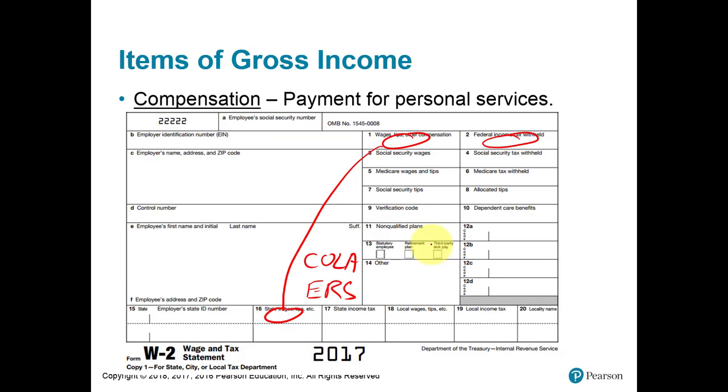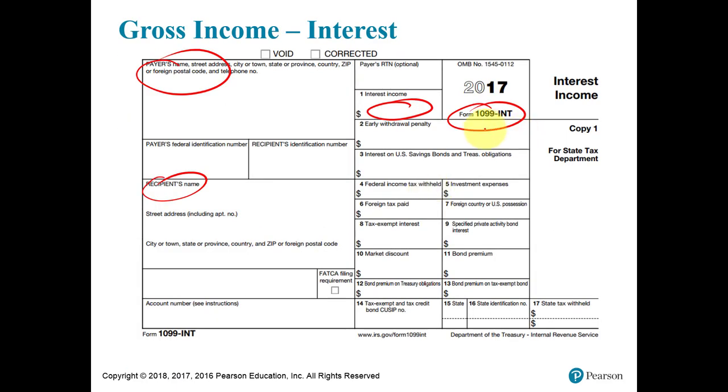That tax-free interest is reported, sorry, that's W-2. Here's the 1099-INT reported here. Included in this tax-exempt interest may be something called private activity bond interest that is subject to a tax called alternative minimum tax, AMT, that we'll see in the last chapter, I believe, of the semester.